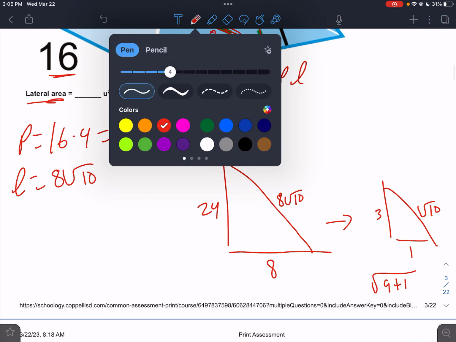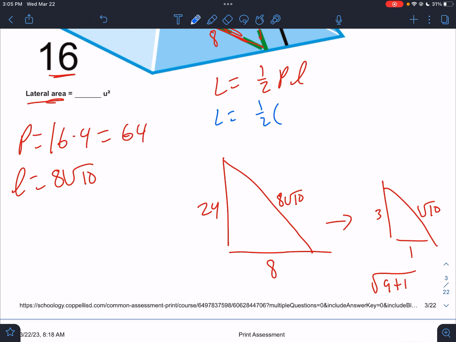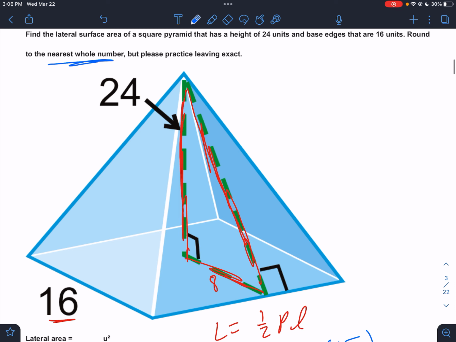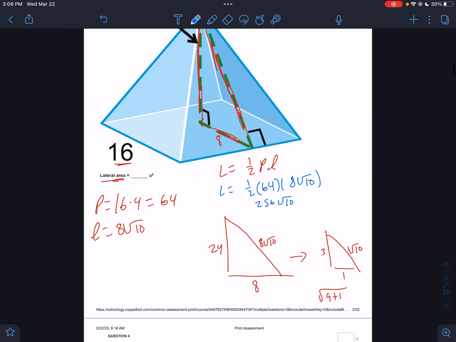So the actual final answer is going to be 1/2 times 64 times 8 root 10. If you had to leave it exact, that would be 32 times 8, which would be 256 root 10. But they asked us to round to the nearest whole number, but practice leaving it exact. So 256 times the square root of 10 rounds to 810. So the answer is 810.